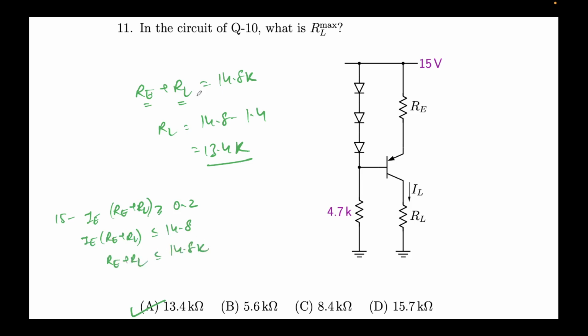Just note that this is the same expression except the inequality has also come. That's what I was talking about. Put the value of RE, and you will get RL less than or equal to 13.4K. So that's why I said you can skip the inequality, just work on the boundary case and you will be fine.